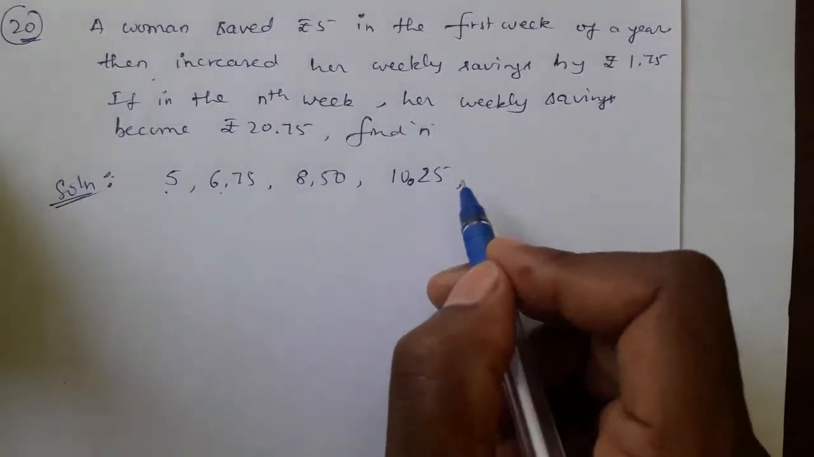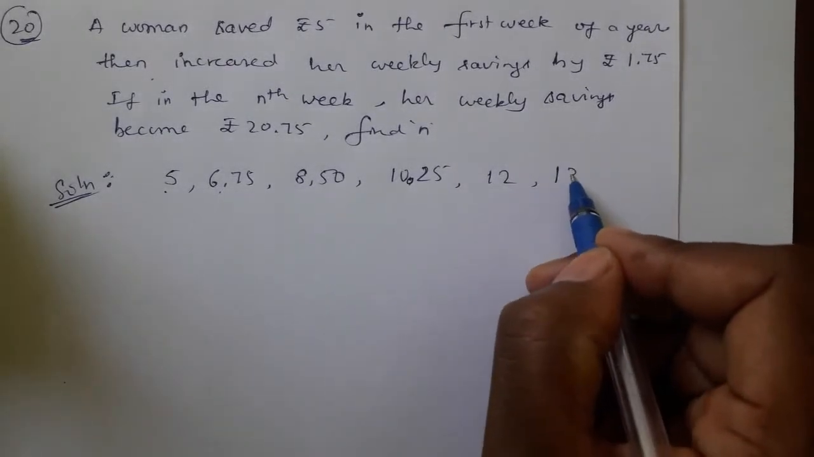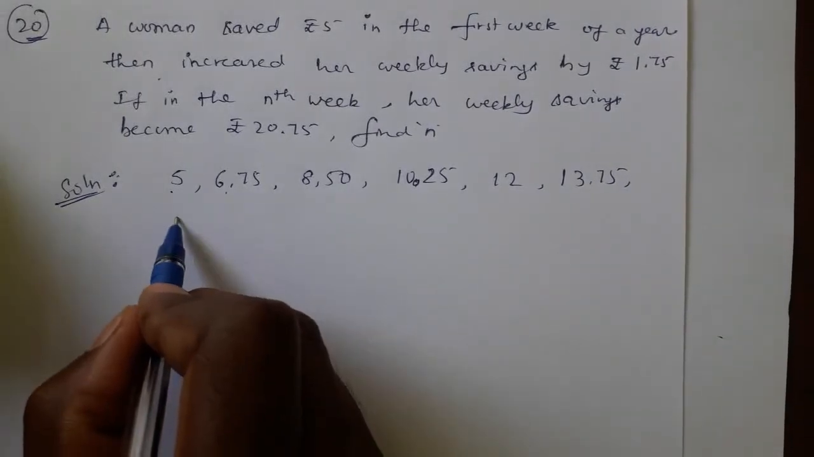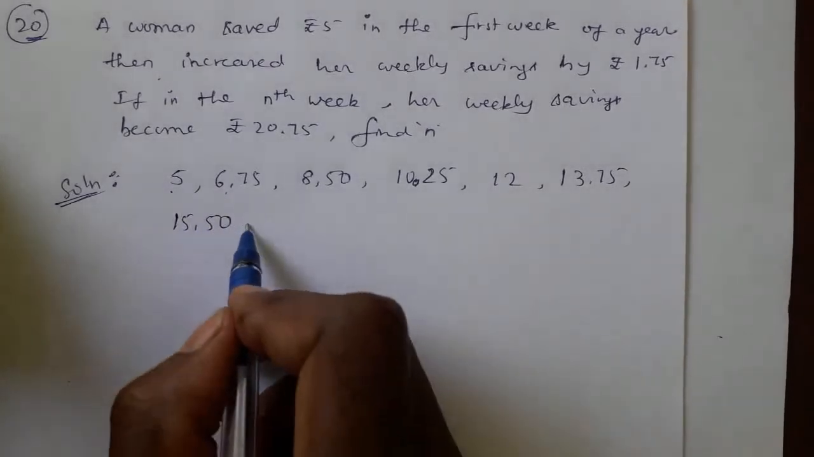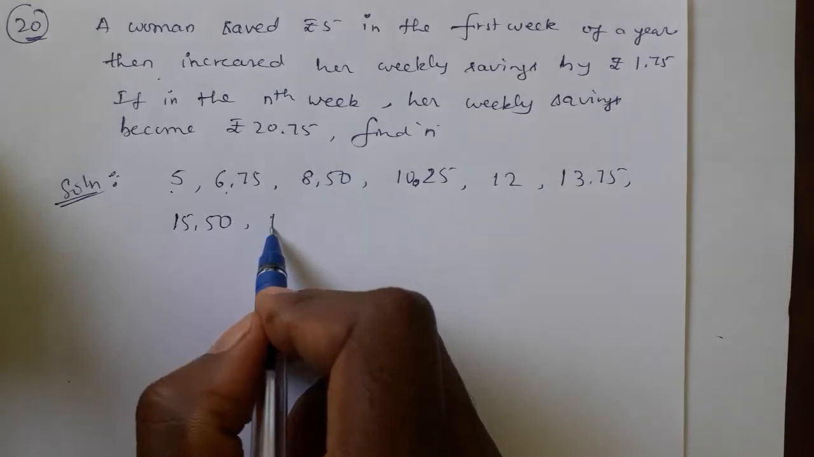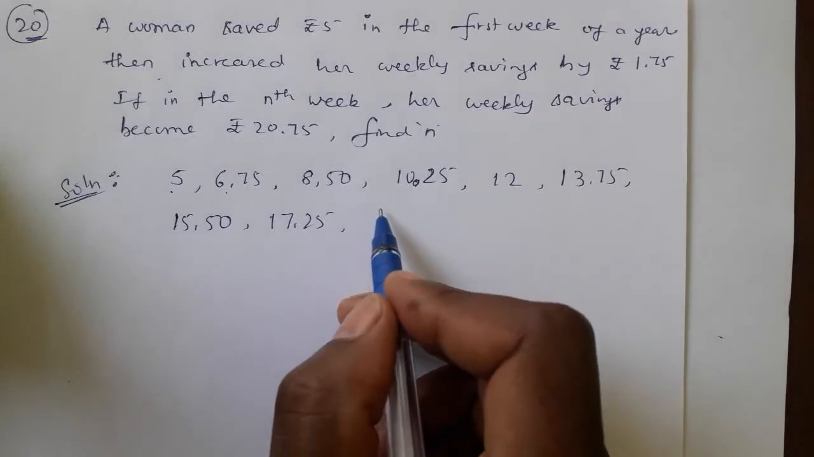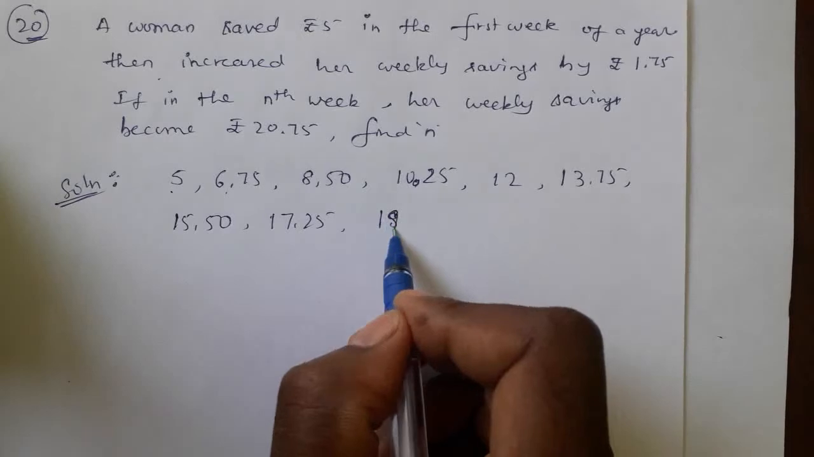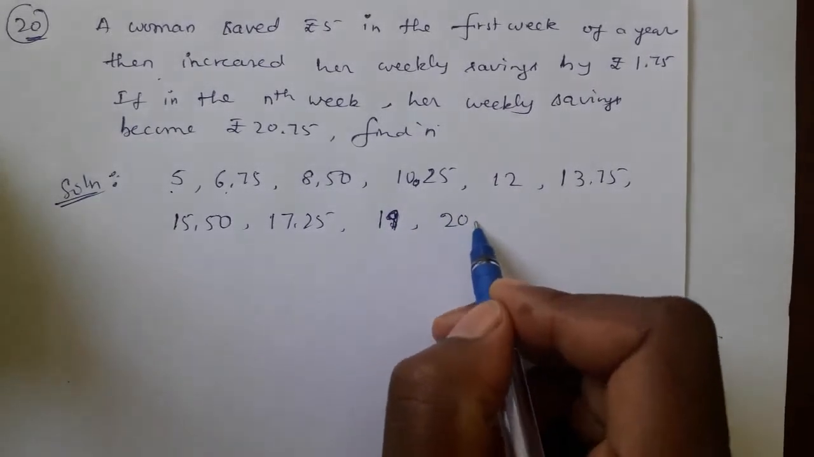Again 1.75 more, it is 12 rupees. Again 1.75 more, it is 13.75. Again added 1.75, it is 15.50. 1.75 again, it is 17.25. Again 1.75 is added, it is 19 rupees. Again 1.75 added, it is 20.75.